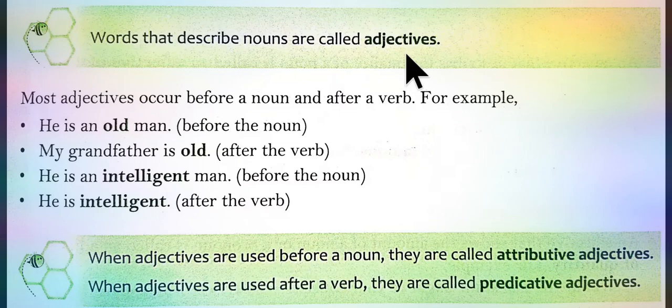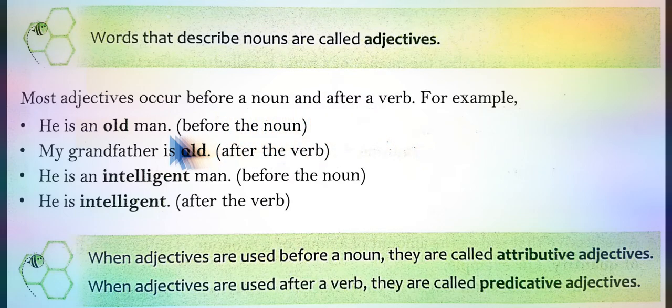So you must have studied this in your previous class also, what is an adjective? Words that describe a noun are known as adjectives. Listen once again, words that describe a noun or tell us something more about a noun are known as adjectives. Now, most adjectives occur before a noun and after a verb.